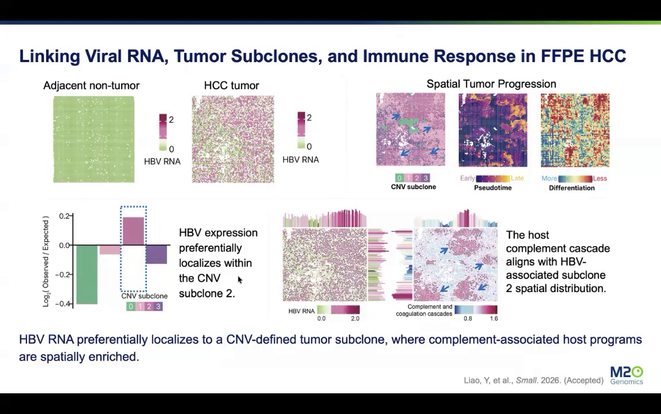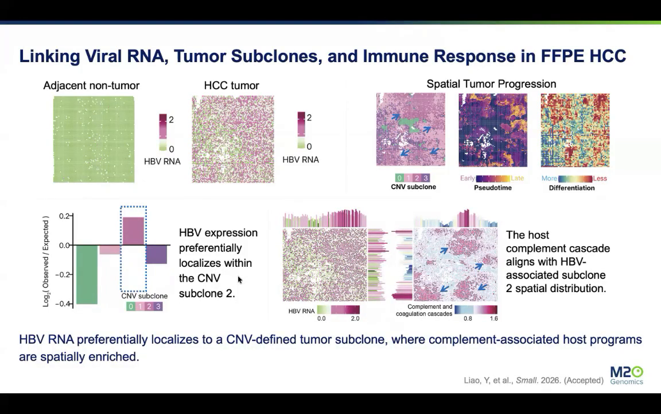Interestingly, HBV RNA is not uniformly distributed across malignant cells. It actually preferentially localizes to this specific CNV-defined subclone. This enrichment is quantified in the lower left panel, where the blue dashed box highlights subclone 2.